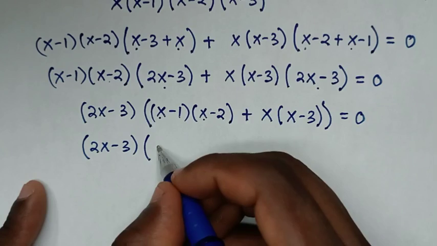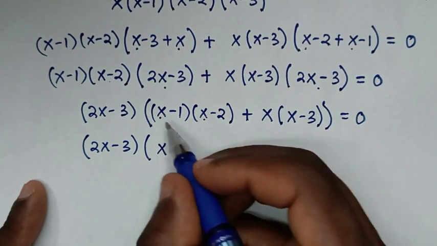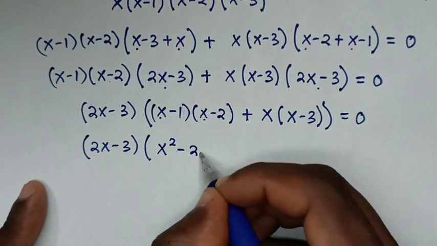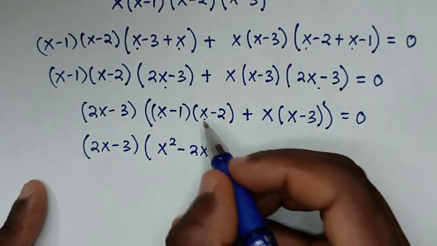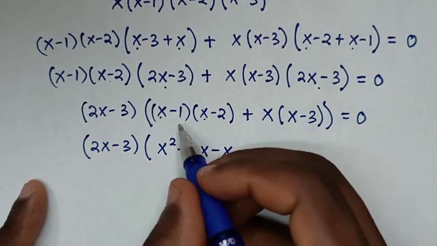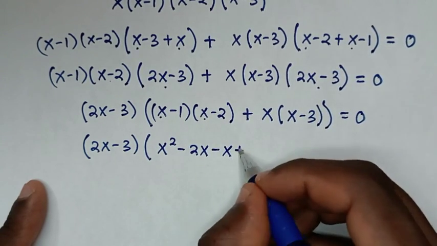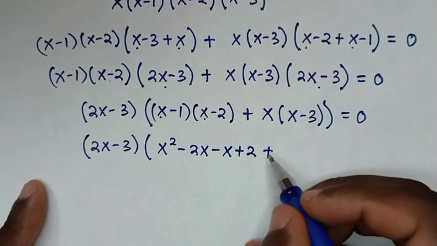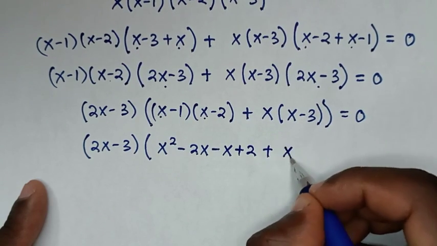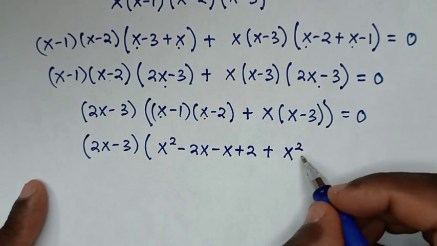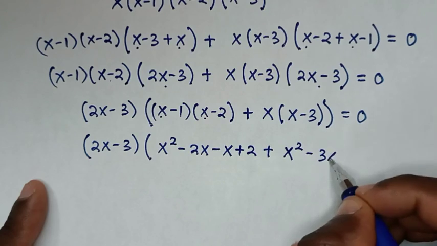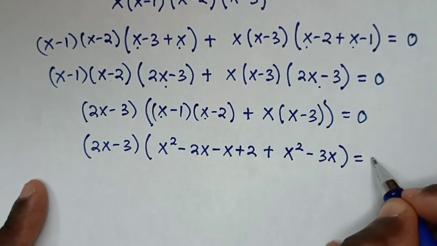x times x is x square. x times negative 2 is negative 2x. Negative 1 times x is negative x. Negative 1 times negative 2 is positive 2. Then plus x times x is x square. x times negative 3 is negative 3x, is equal to 0.